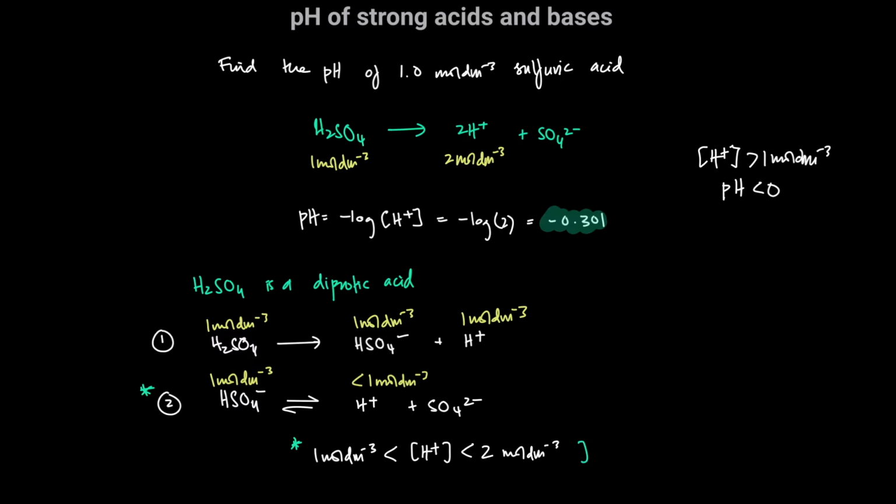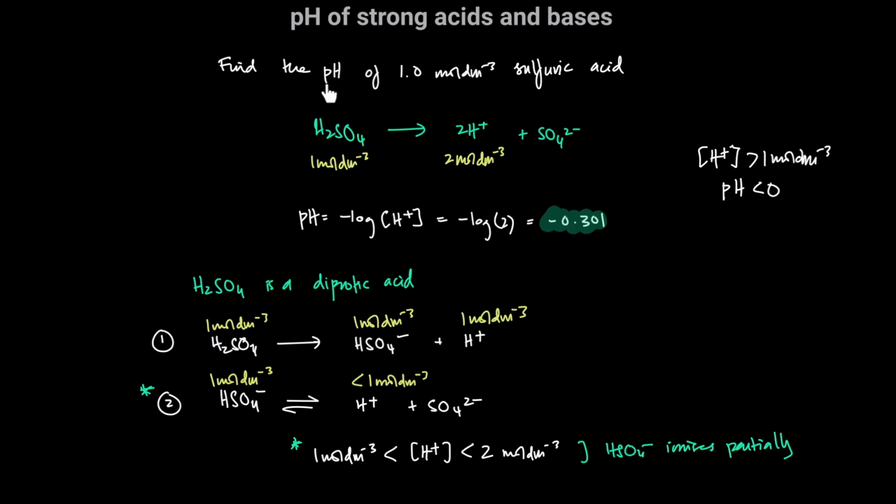Okay, the second ionization is partial. The HSO4 minus ionizes partially, and therefore 1 mole per dm cube of HSO4 minus ions does not give you 1 mole per dm cube of H plus ions.